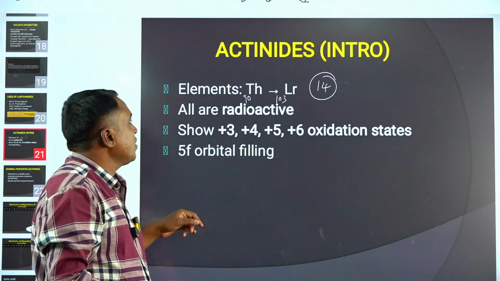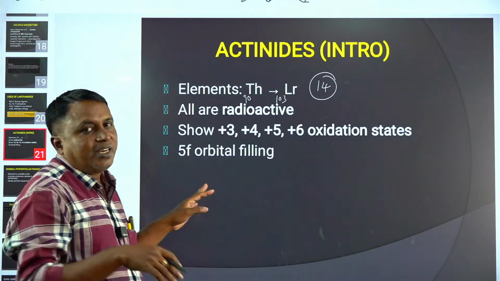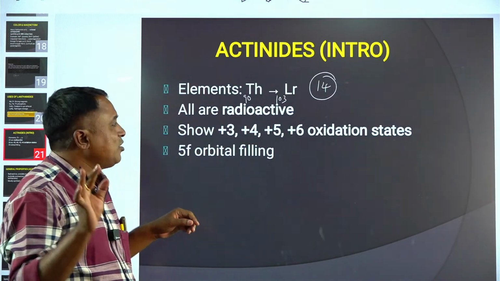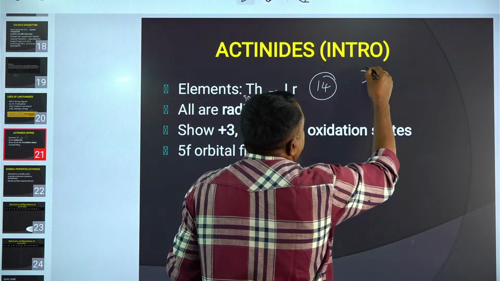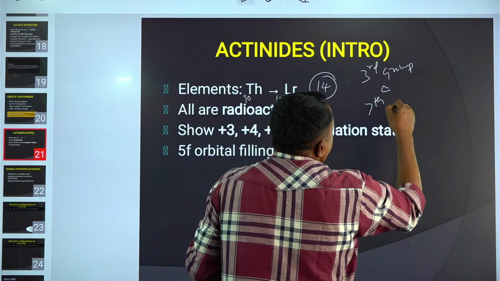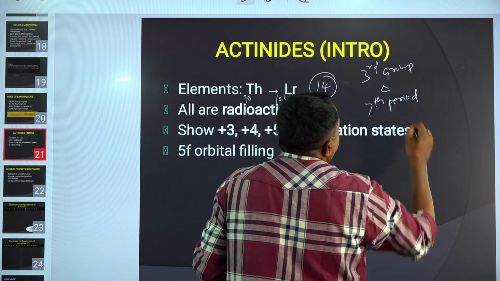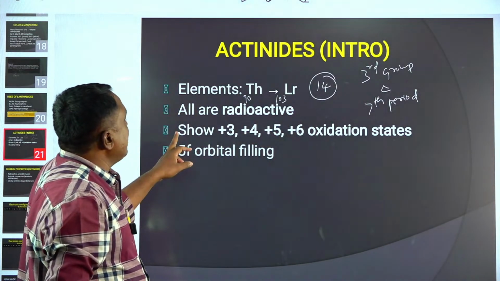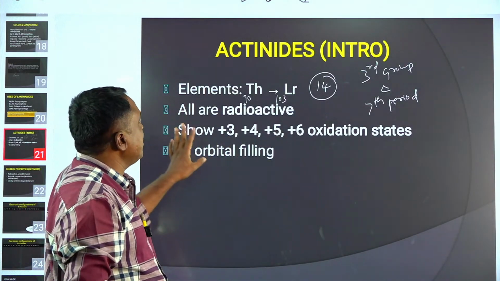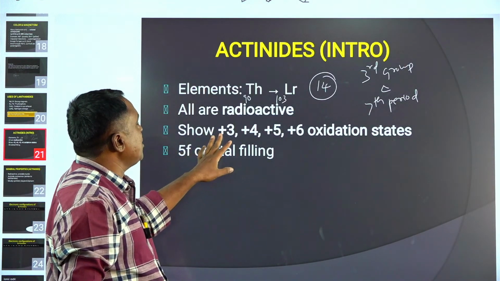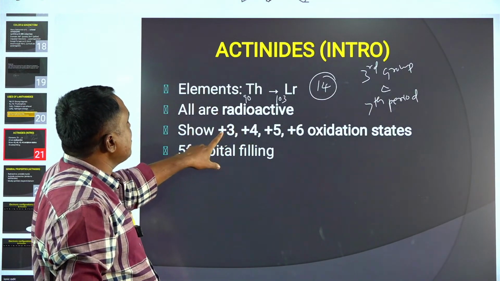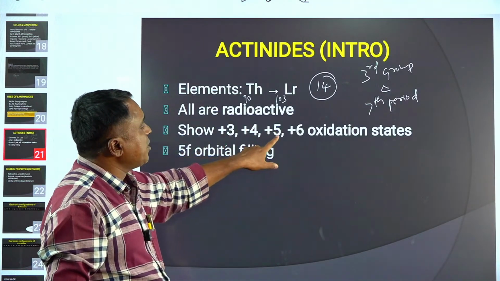This is also called an inner transition element series, belonging to the third B group and the seventh period. In lanthanides we have plus 3, plus 4, and plus 2. In addition to plus 3, in actinides they exhibit plus 4, plus 5, plus 6 oxidation states also.